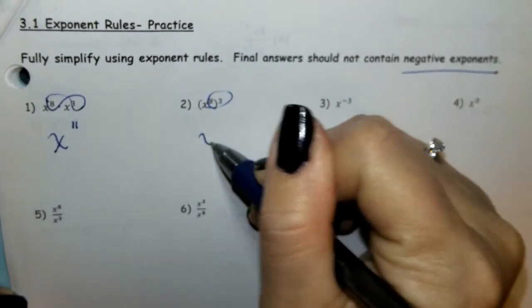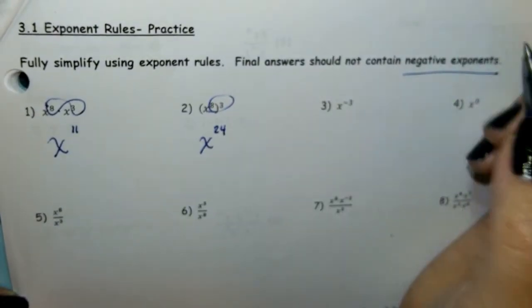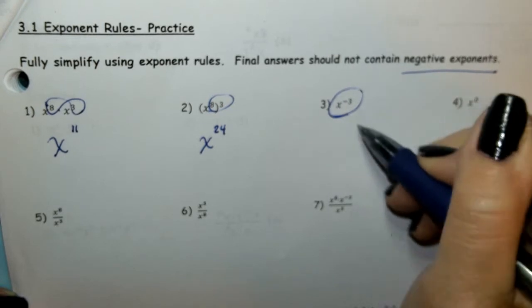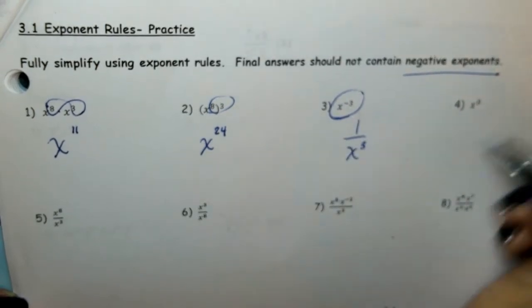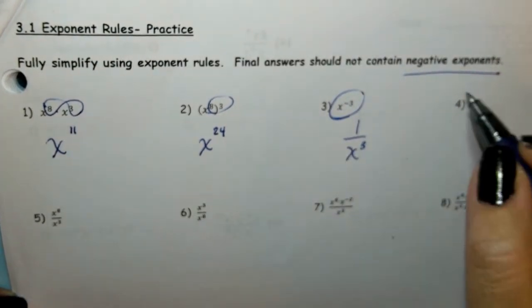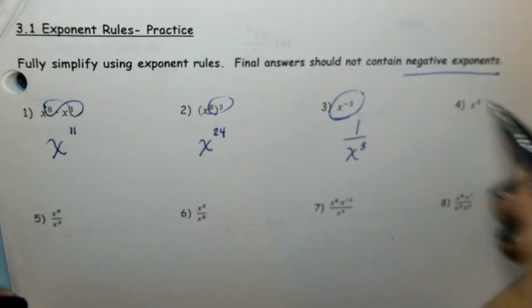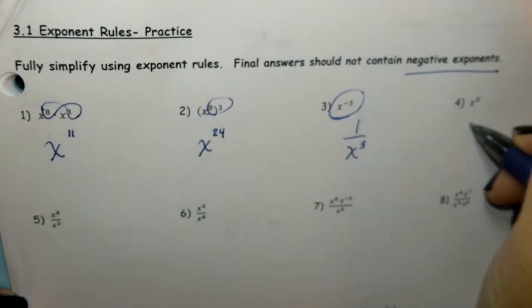Power to a power, you want to multiply, so that's x to the 24th. A negative exponent, we want to pop it downstairs. If it was in the numerator, it goes down. If it's in the denominator, it comes up. X to the 0 is 1.